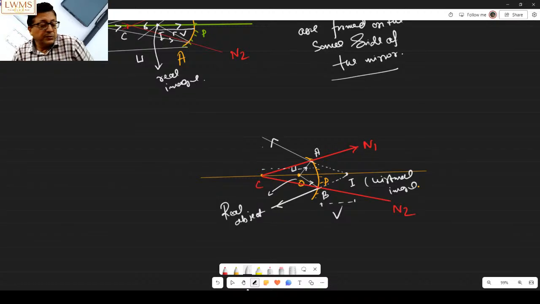Now, we are going to relate all these U and V. So, the image formation idea is clear now, isn't it? Now, for this point object, if you derive something, that will be true for an extended object. Let me deduce the relation between U, V and R. Then I will show you image formation for an extended object. Okay?